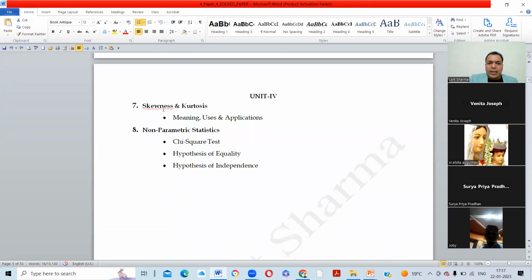Skewness I have given today. Kurtosis notes I have given you, you can see that. And non-parametric tests also you can see in the notes. So almost our whole syllabus has finished. The last year paper has finished.